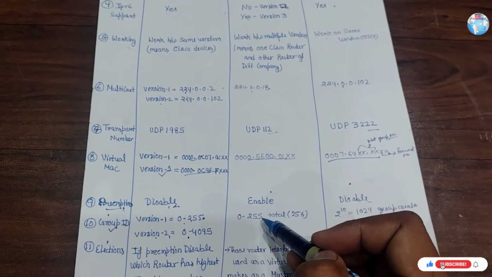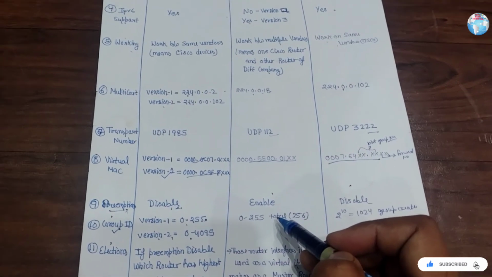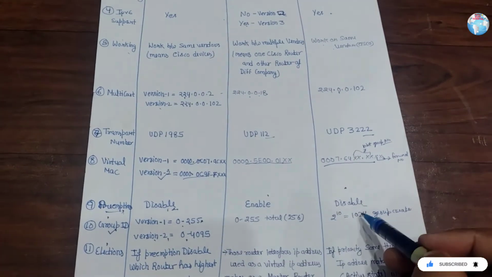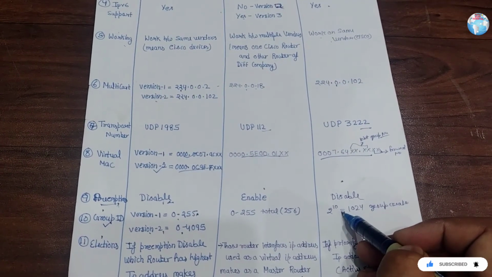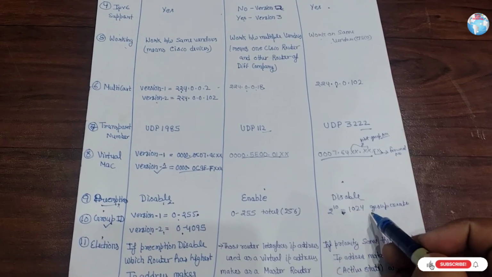For group ID in VRRP we can create 0 to 255. It means a total of 256 group IDs can be created in VRRP. In GLBP, 2 to the power 10 is equal to 1024 group IDs can be created in GLBP.